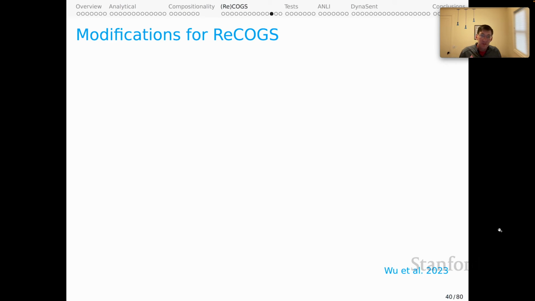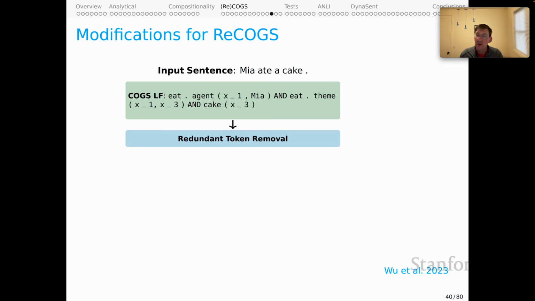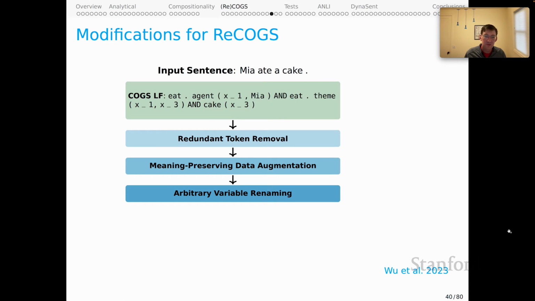On the basis of these insights, we performed some modifications to COGS to get ReCOGS. This is a high-level summary of what we did. Imagine an input sentence, Mia ate a cake. The COGS LF looks like this. We did that redundant token removal that I described before, mostly focused on the variable names. We did some meaning-preserving data augmentation of the sort I described for the CP and PP recursion cases. And then we introduced this notion of arbitrary variable naming. So ReCOGS examples do not have variable names that are tied to the position in the input string.